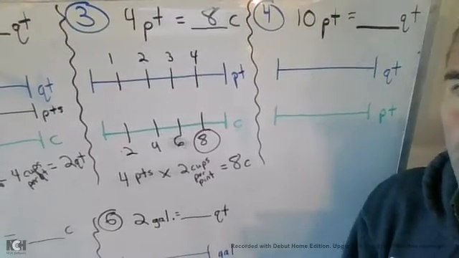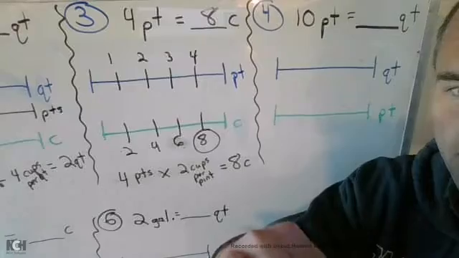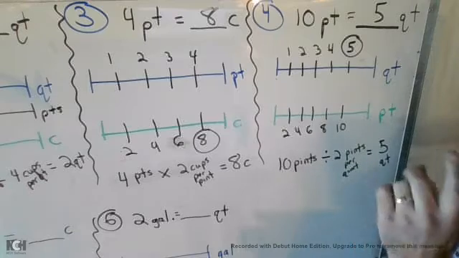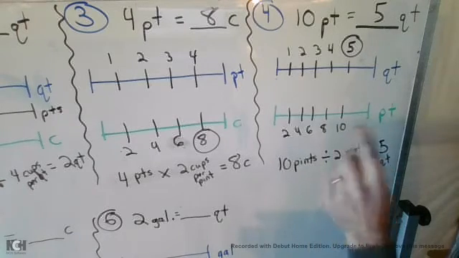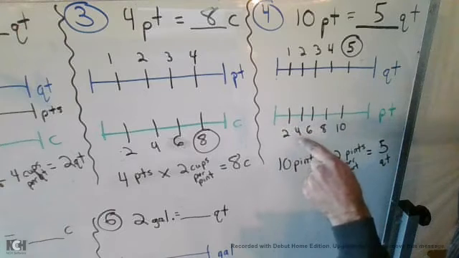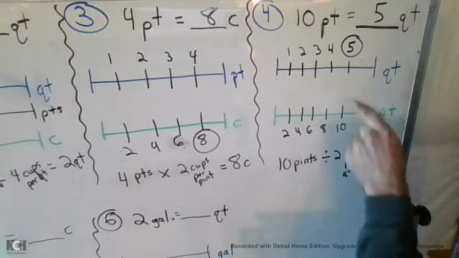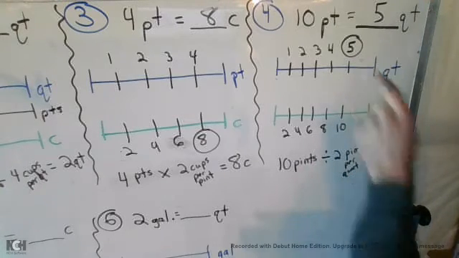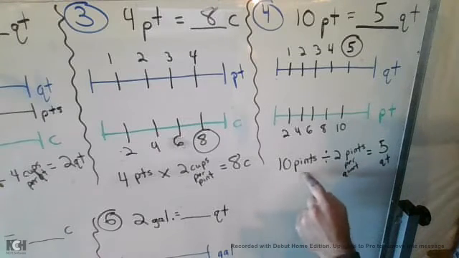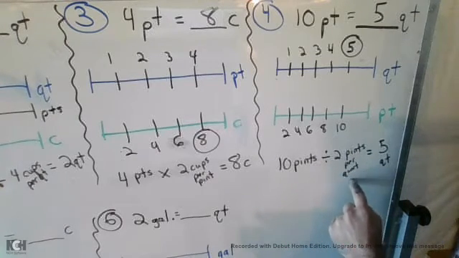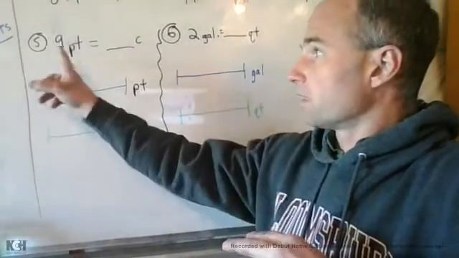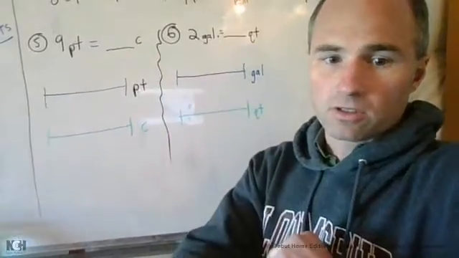10 pints equals how many quarts? Go ahead and do that now. Okay, so we have 10 pints equals how many quarts? According to my chart, there's 2 pints in a quart. So I had to count by 2s until I got rid of all 10 pints to find out there were 5 quarts. 10 pints divided by 2 pints per quart will give me 5 quarts. All right, our next problem. 9 pints equals how many quarts? Go ahead and solve that.